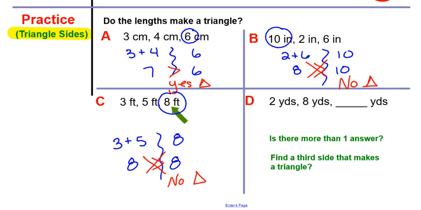So question D is interesting, because in question D, we actually don't have the third side. And so the question is, what could that be? And a couple things to think about. Is there more than one answer? And we need to find out what number that could be. So if I were to just guess something, for example, could this number be 15? And the question is, is 2 plus 8 more than 15? And no, it is not. It's not more than. So what could that number be?